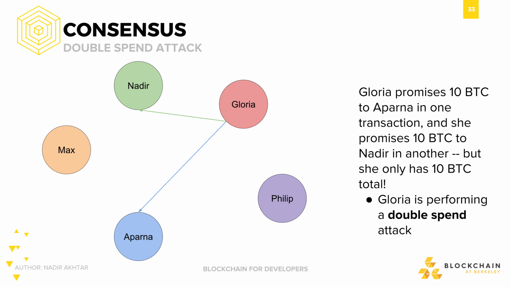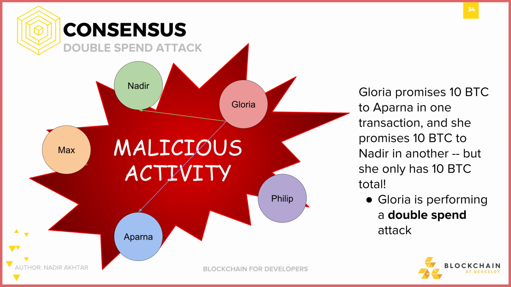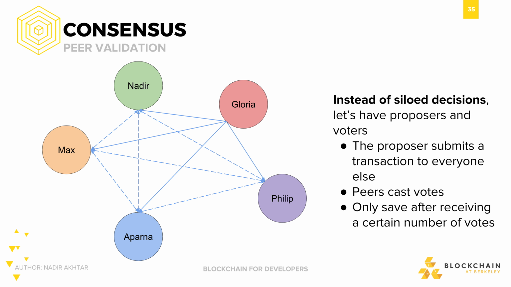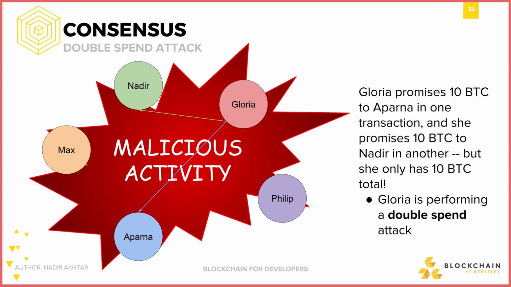Now, this is obviously abstracting away things on the merchant level. The merchant, for example Aparna, could probably say, until payment is received, I can't confirm anything. But sure, just bear with me for the simple examples. So this is malicious activity. Instead of siloing decisions, we can't really keep them in check, right? A double spend could happen if we don't keep people in check.